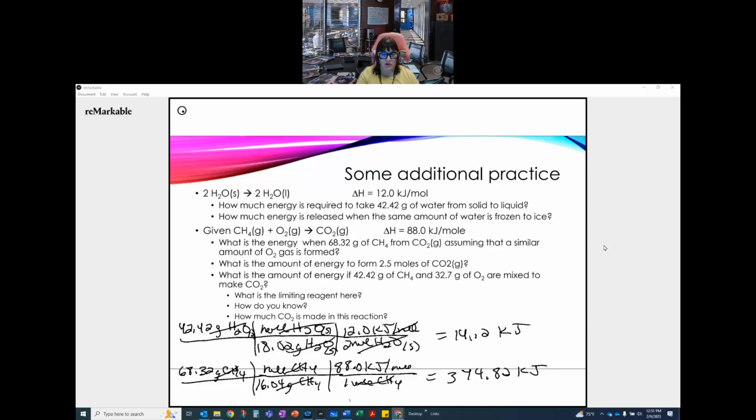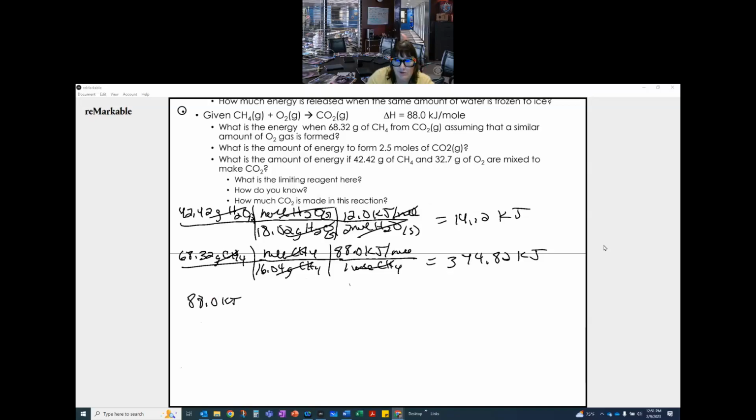What is the amount of energy if 42.4, oh wait, sorry, I skipped one. What is the amount of energy to form 2.5 moles of CO2? Well, this is how much energy it takes to form 1 mole at 88 kilojoules per mole. So 88 kilojoules per mole of CO2, because that's what was in my balanced equation. And I want to make 2.5 moles. 88 times 2.5, and that's 220 kilojoules.